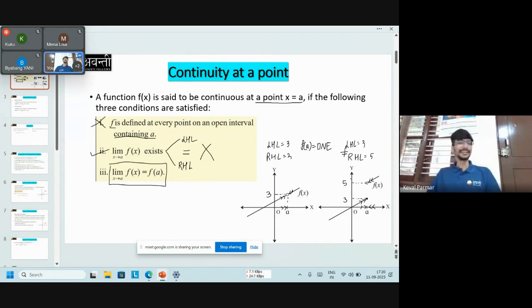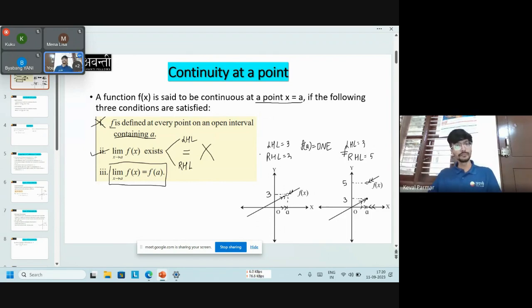So again, let me revise how to check continuity. The functional value should be defined, the limit should exist, and the functional value and the limiting value should both be the same. Functional value exists, limiting value exists, and the functional value and limiting value both should be the same.